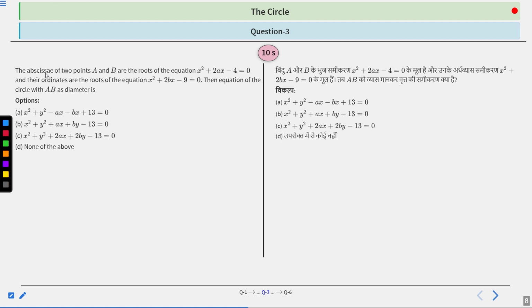After this, we can easily find the equation of the circle with AB as diameter, right? Clear? The coordinates of A and B will be the abscissae and ordinates calculated from these given equations, right? So in this way, you can try to approach this question. You have 10 seconds to solve or think about the question. After 10 seconds, we will discuss the solution part, right?